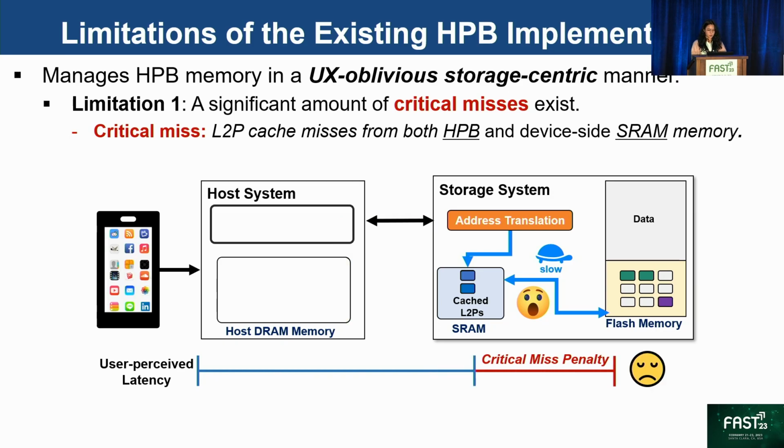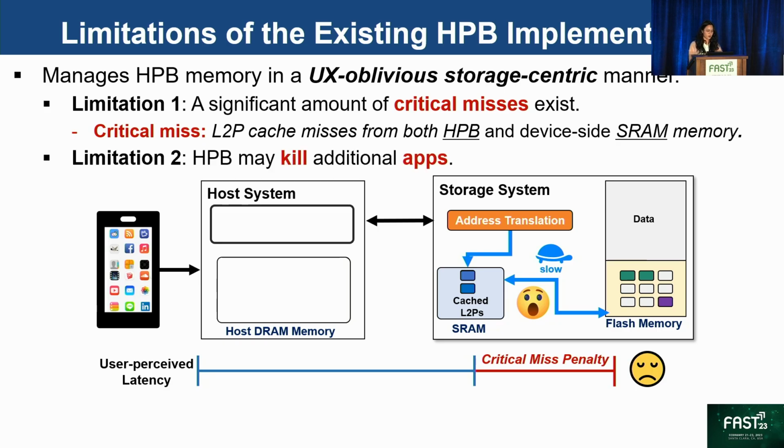Secondly, while HPB might improve the storage performance by reducing the number of critical misses, such a benefit comes at the cost of reduced working memory space for user apps. Since HPB shares the host memory with the Android platform, the size of HPB should be carefully tuned. Otherwise, HPB may lead to killing additional user apps.